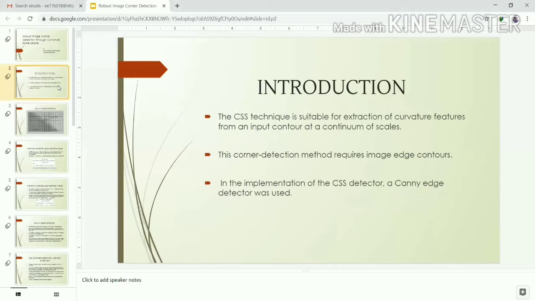All the true corners should be detected. No false corners should be detected. Corner points should be well localized. The corner detector should be robust with respect to noise. The corner detector should be efficient. We will discuss these points in the following presentation.